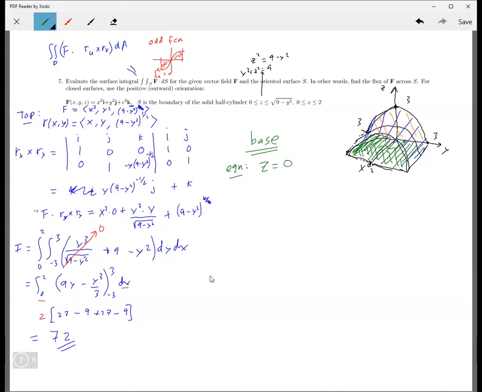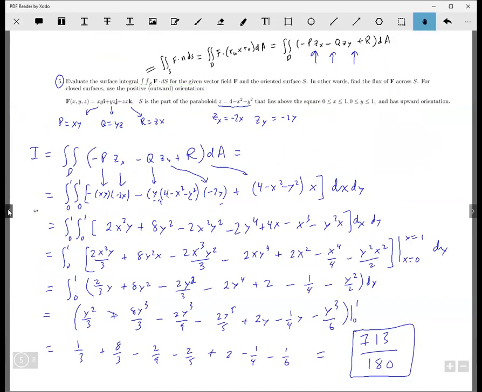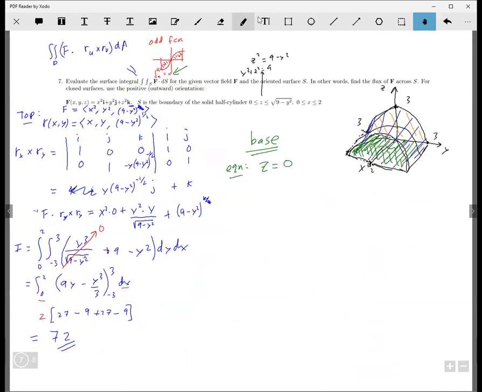Z equals 0, right? Now, another form of this is this one, F dot n dS.